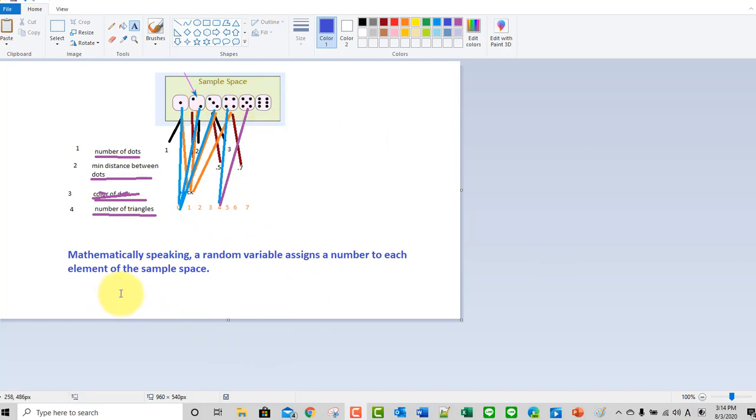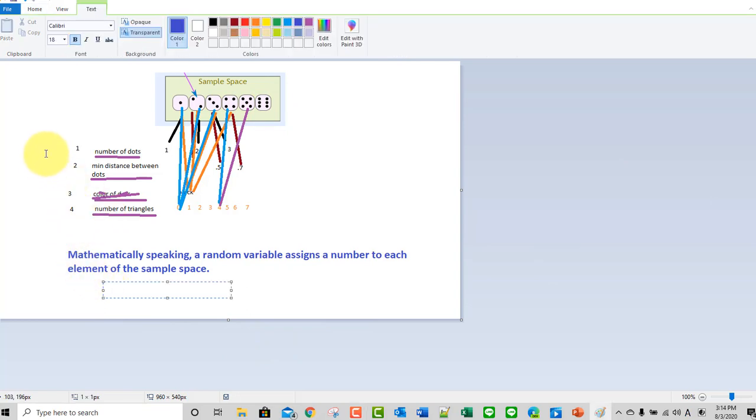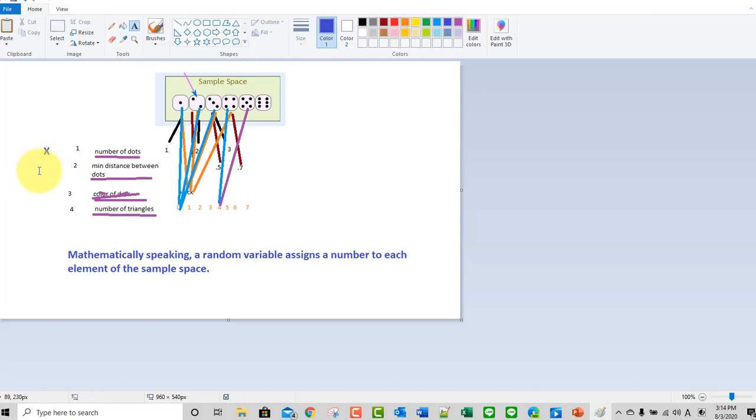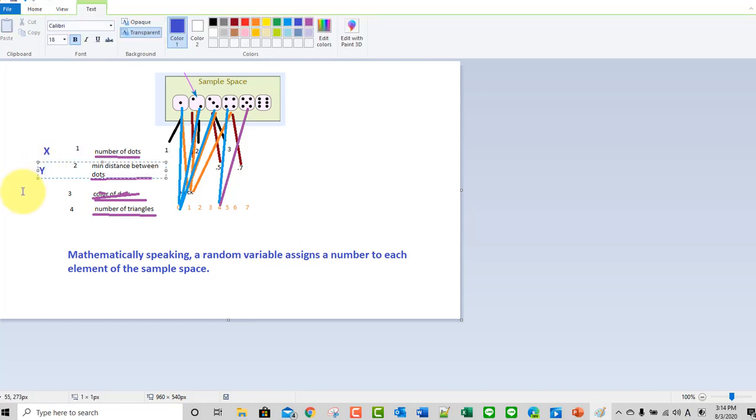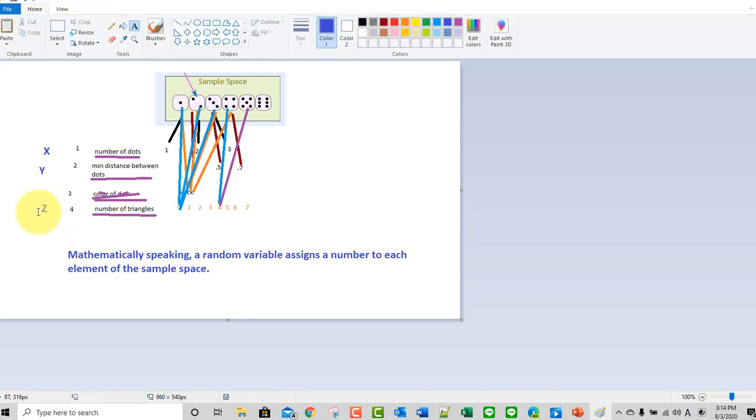And usually we're going to denote random variables, like we might call this one capital X, and we might call this one capital Y. So we usually denote them with capital letters. And this one might be capital Z, for example. Okay, so we'd have Z as one random variable, and Y as another random variable, and X is another random variable. Each one starts with the sample space and assigns a number to each element of the sample space. So that's what each of these does.